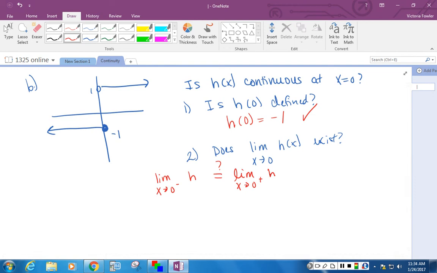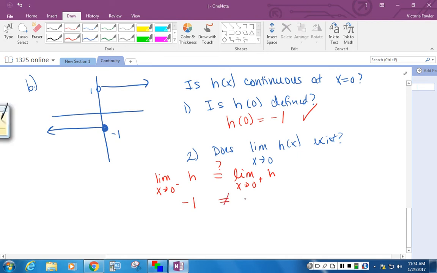Now looking at our graph though, we can see that as I approach 0 from the left, so I'm approaching x equals 0 from the left, I'm on this portion of the graph. I approach it from the left, and I would say that the limit as x approaches 0 from the left is -1. If I look at this other portion of the graph, approaching 0 from the right, here I am up here tracing along, I approach the y value of 1.